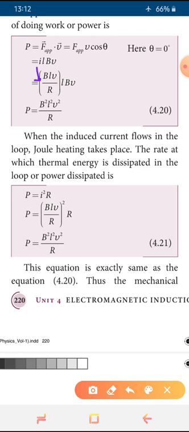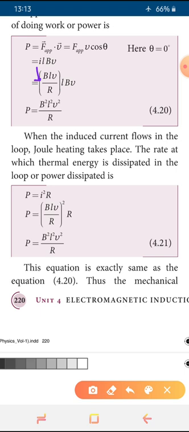Okay, and this is what? This is power. And here induced current flows in the loop and Joule heating takes place. We know Joule's law of heating. Whenever an electric current is passing through a conductor, some heat will be produced because of the resistance. That heat value is equal to I square R into T. And now we are using that, and here due to the Joule heating effect, some thermal energy is dissipated in the loop, and that we are calculating here. P is equal to I square into R.